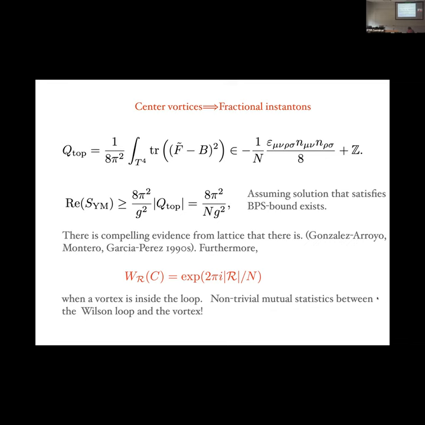quite compelling lattice evidence. This is the work of Gonzalez-Arroyo, Montero, and Margarita Garcia Perez from the 90s. They were very interested in the setup and they did many numerical studies of it. They actually, at least in my mind, unambiguously show that there are configurations with action 1 over N. And they even showed the BPS property as well as they can on the lattice. They look at the electric part of the action and the magnetic part of the action. And when they go towards the continuum limit, they can see that it is like 50-50, the electric part and the magnetic part of the action are almost the same.